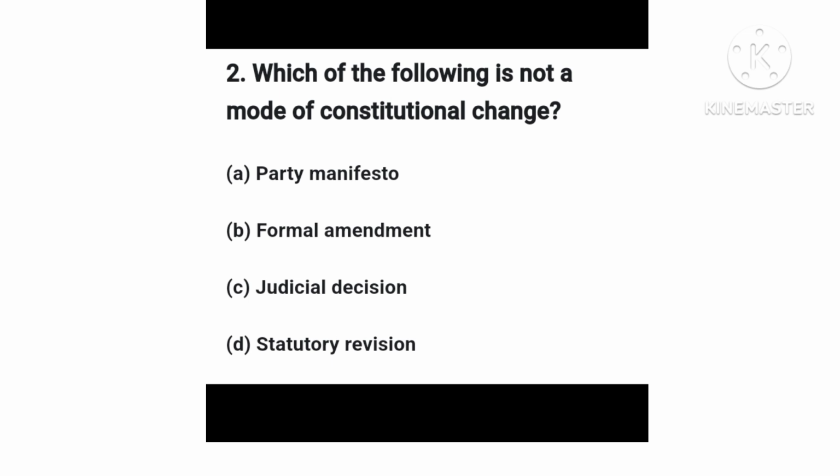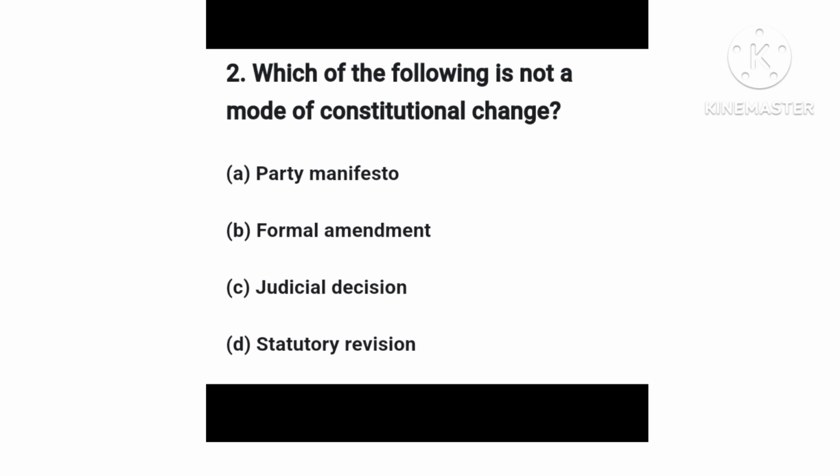In option A, we have party manifesto. Party manifesto means programs outlined by a political party which they promise to implement if they are voted into power. Option B, formal amendment. Formal amendment means official amendment, that process of amending a particular law.